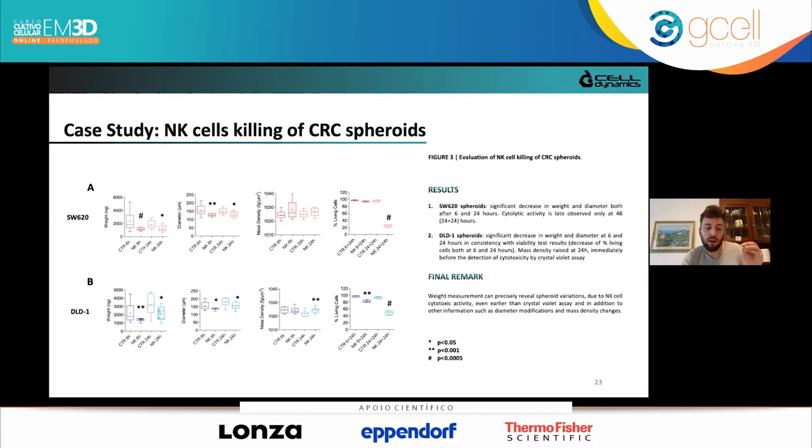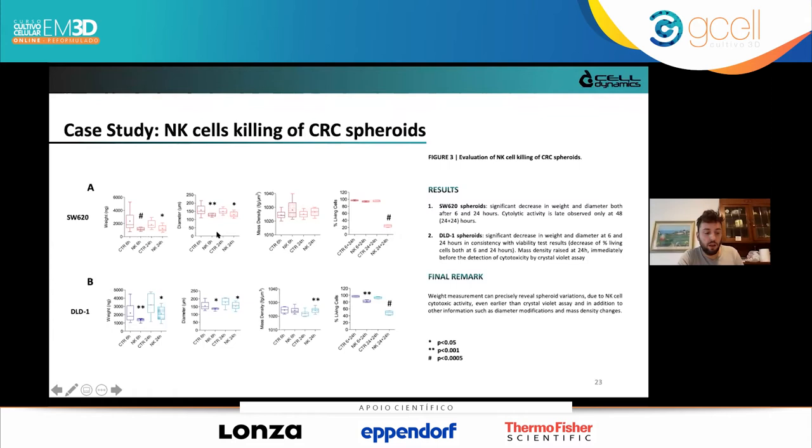For both cell lines, we observed a statistically significant decrease in the weight and in the size of the spheroids. You see for SW620 and DLD1, a statistically significant decrease at 6 and 24 hours, both in weight and in diameter. And these results match very well with the decrease in the fraction of living cells coming from the in vitro viability assay. So this means that NK cells are promoting cell death, and this result is consistent with the results coming from our device.